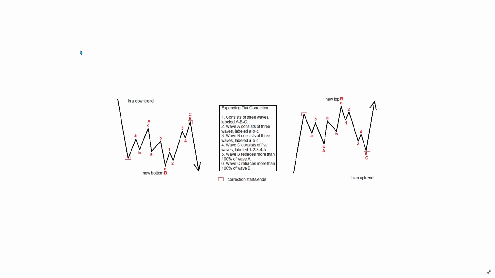When that happens, the correction which is forming is probably an expanding flat. Ralph Elliott called this type of flat irregular, but in fact it is very common. The expanding flat consists of 3 waves labeled A, B, C and structured 3, 3, 5. 3 waves for A, 3 waves for B, and 5 waves for C. Because of its shape, each wave in the expanding flat is longer than the previous one in terms of price. B is longer than A, and C is longer than B.